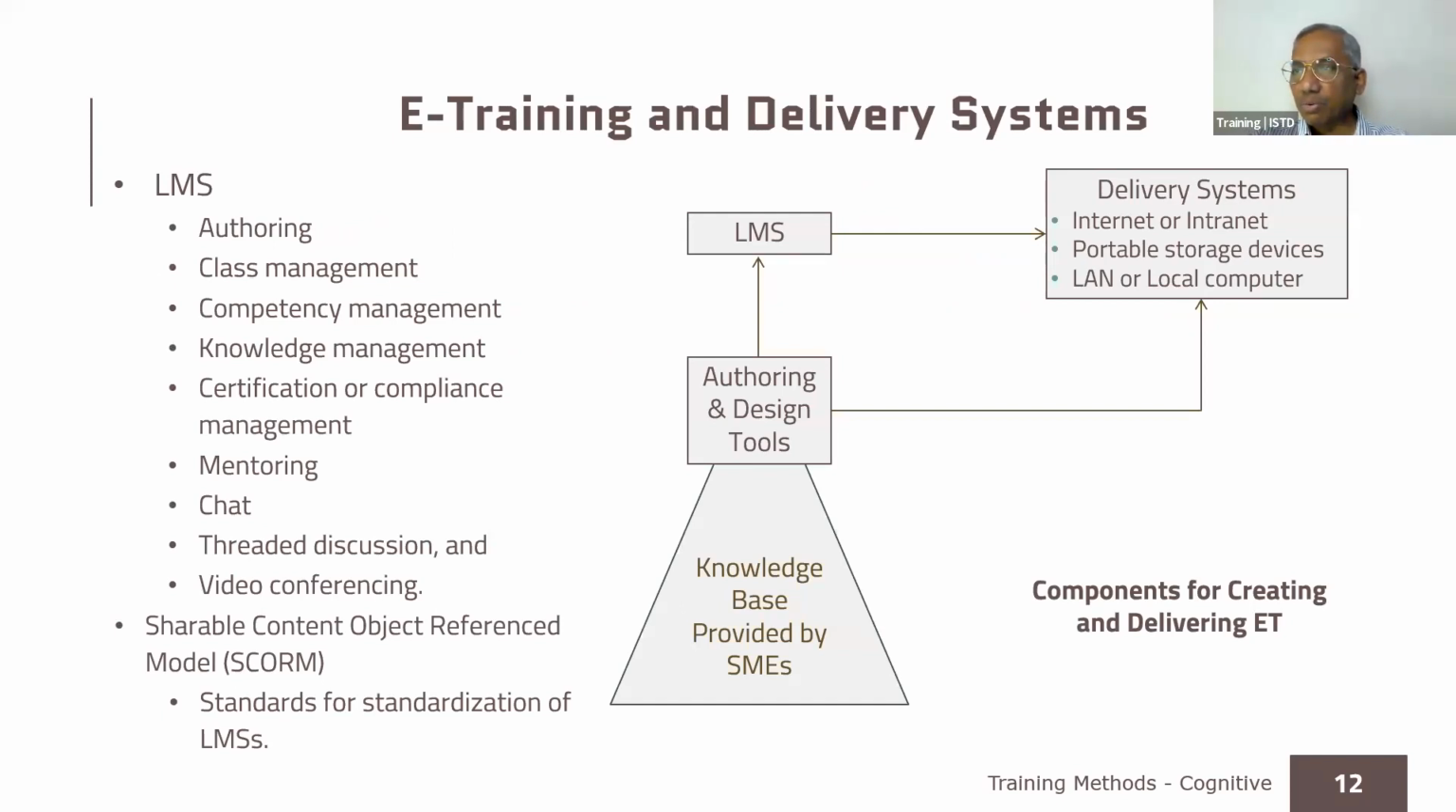Then we are moving on to the electronic training and delivery system. How does this electronic training actually work? I mean, how is it going to be delivered to the trainee? First of all, any training requires subject matter experts. The subject matter experts are the ones who develop the content for the training program. So first you must have your training objectives and identify the right people, the subject matter experts. They are the ones who will provide the knowledge base, and then they will author the material.